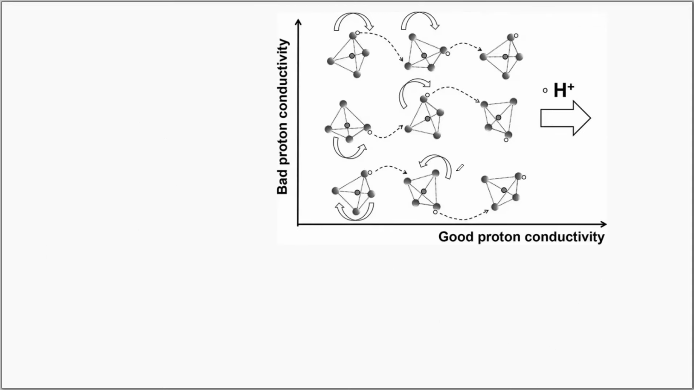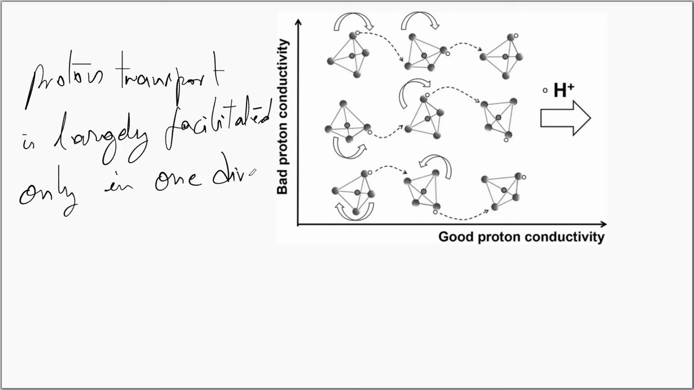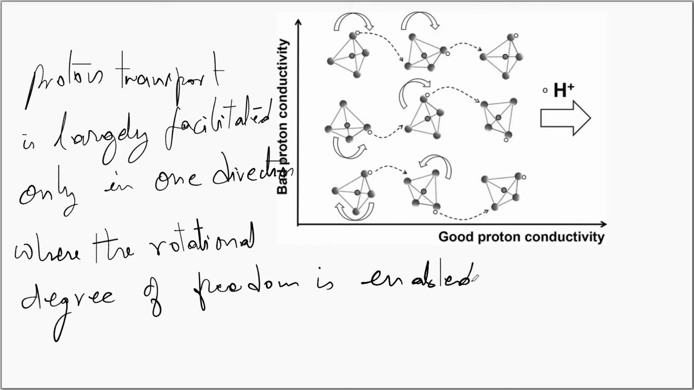This figure explains that the proton transport is largely facilitated only in one direction, where the rotational degree of freedom is enabled. The rotational degree of freedom is enabled in this direction, the positive x direction. The oxytetrahedra are rotating, causing the protons to move from left to right. These individual units combine to show cooperative behavior for the total protonic or ionic conduction in the solids.